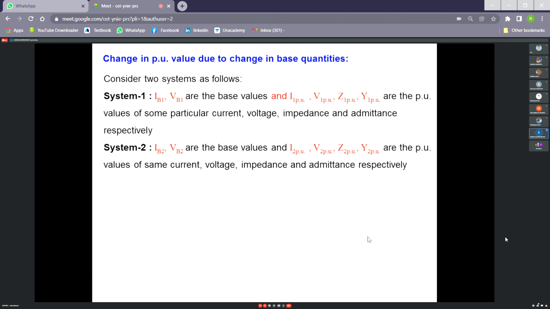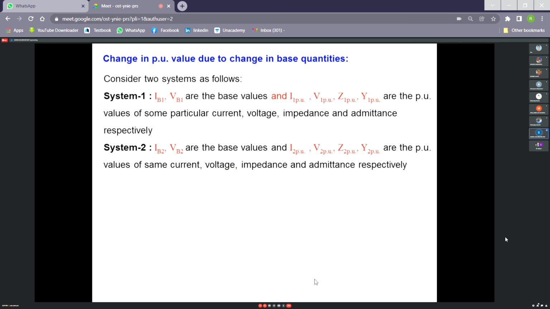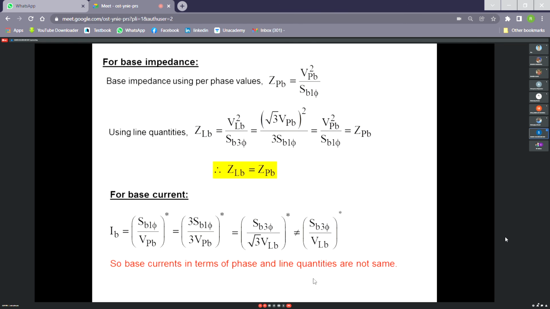Okay, it's 2:10. I have to stop here. We shall start from the change in per unit value from the next class. That's all for today.